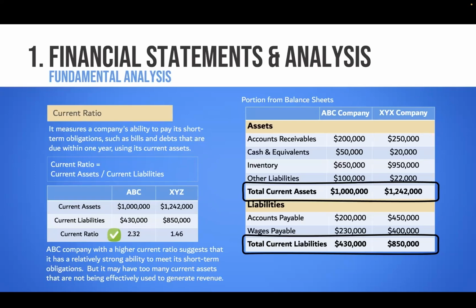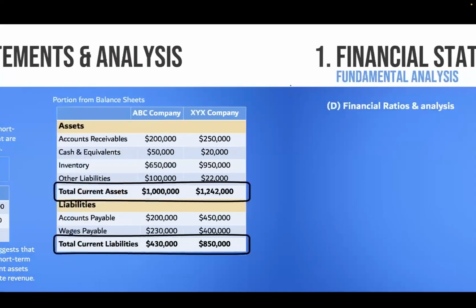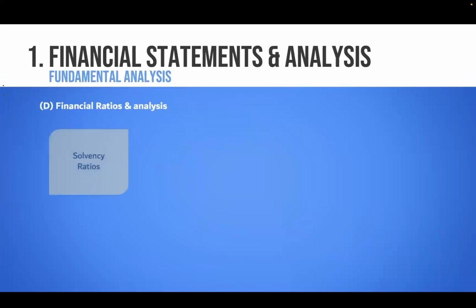So they are safer. They have enough money to sustain and pay the investors, right? What the investors are concerned about is that they will lose the money if the company goes bankrupt. How is the liquidity situation of this company? That's what the current ratio says. So ABC is stable. It has enough buffer.